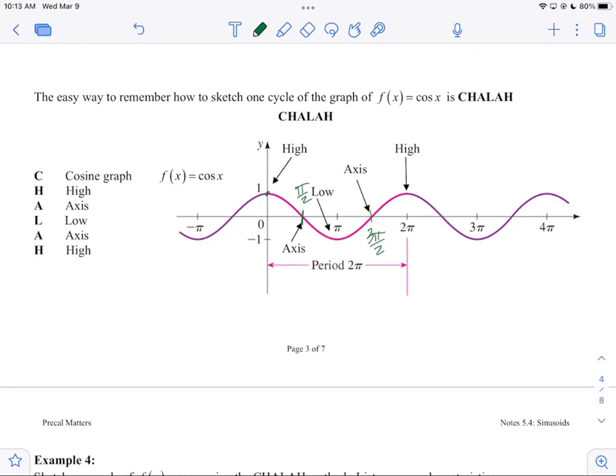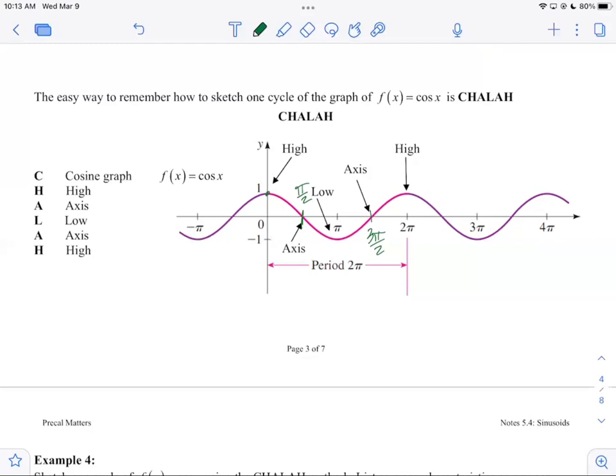Cosine starts at a high point. So for the 5 critical values for one cycle, it's high, axis, low, axis, high. It starts high, it ends high. That one's a little bit easier to measure than sine because it's just crest to crest, right? Instead of axis point to the second axis point. So the mnemonic, or cosine's nickname, if you will, is Chala. Chala, cosine, C for Chala: high, axis, low, axis, high, 5 critical values. Everyone say, hi, Chala. Hi, Chala. Right. So we have Sahala and Chala. Sahala, sine. Chala, cosine. Okay.